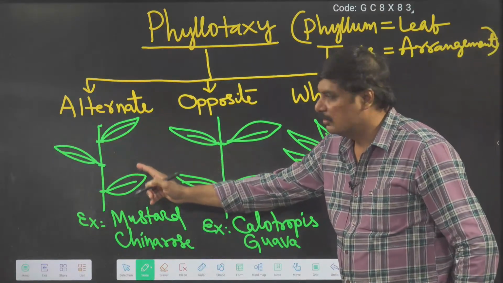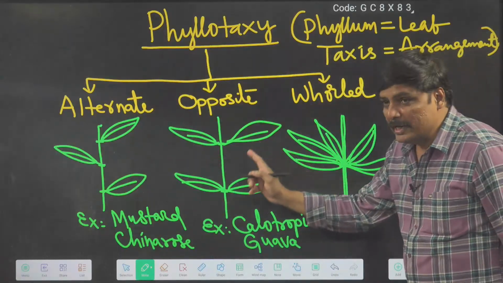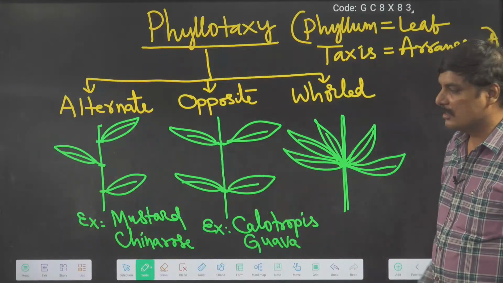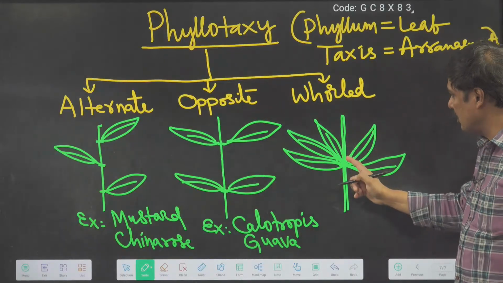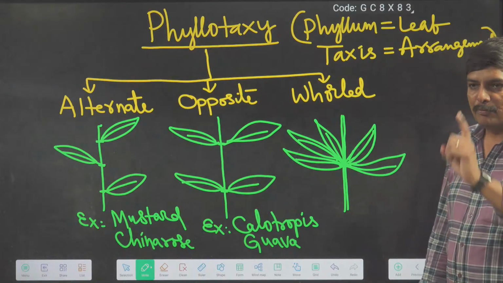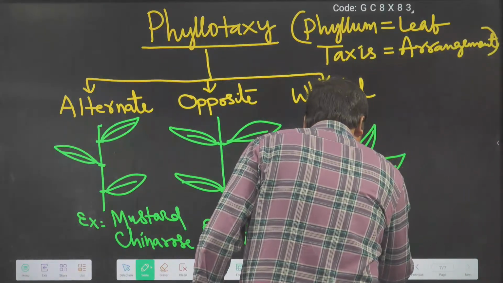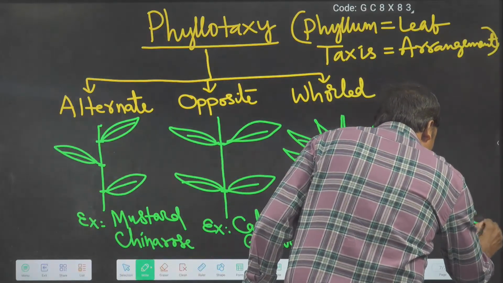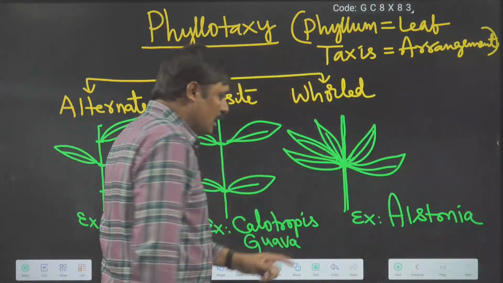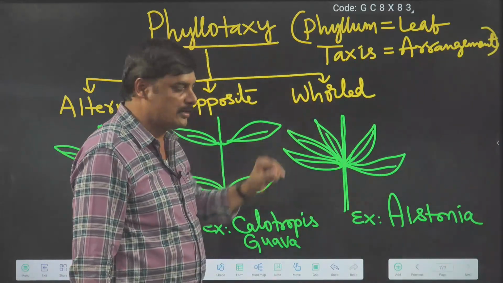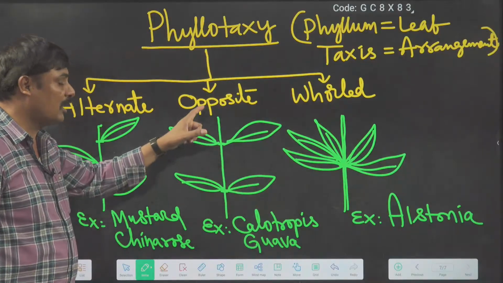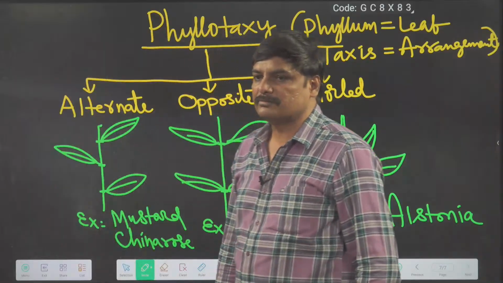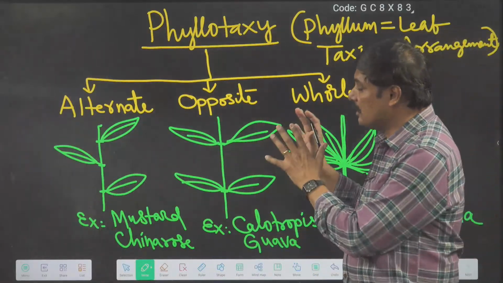One leaf at each node, alternate phyllotaxy. Two leaves at each node that are present opposite to each other, that is opposite phyllotaxy. More than two leaves at each node is called whorled phyllotaxy. The best example of this phyllotaxy is a plant called Alstonia. Alstonia shows whorled phyllotaxy. Calotropis and guava show opposite phyllotaxy. Mustard and China rose show alternate phyllotaxy. This is about phyllotaxy.